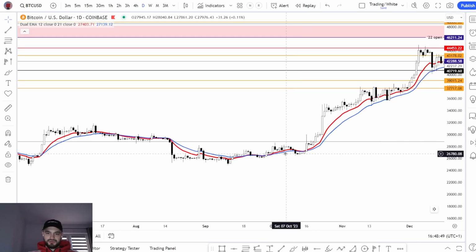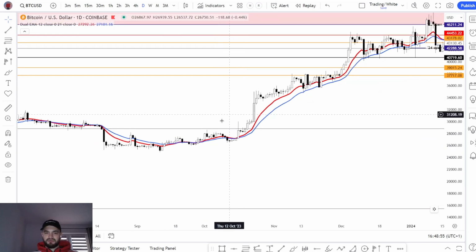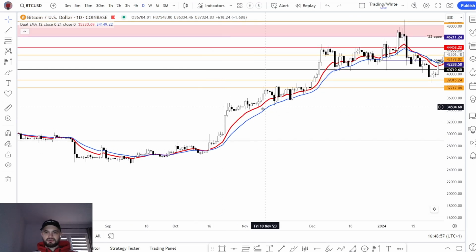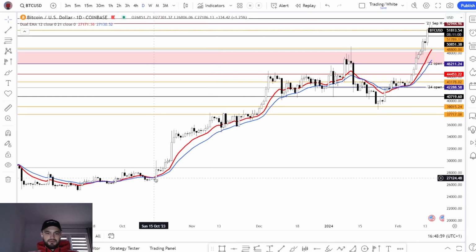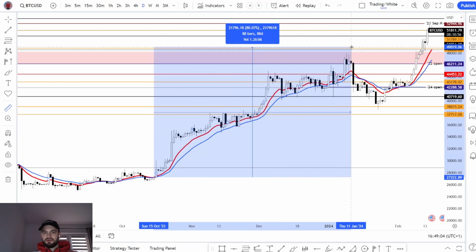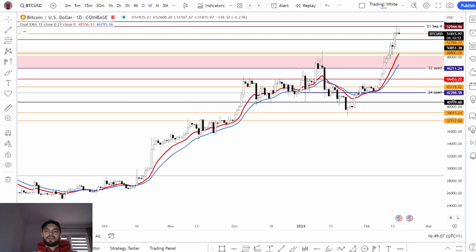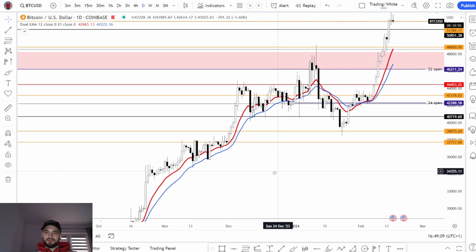Like this is also a good example. Red was struggling to get above. Like the fast EMA, the 12 EMA was struggling to get above. As soon as it crossed above, you could capitalize just by buying this. You could capitalize on an 80% move on Bitcoin. Do you realize what an 80% move is on Bitcoin?